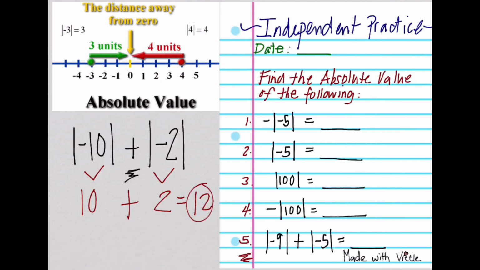Go ahead and pause this video and work on the following items in your notebook. Okay? Remember to always bear in mind that absolute values are just distances from zero on your number line, and that it's only negative when the sign is outside the two vertical lines.